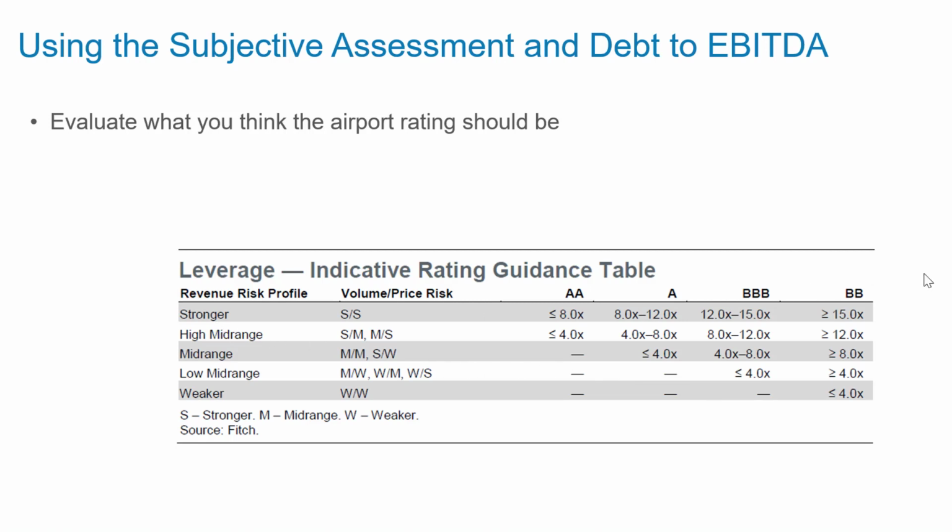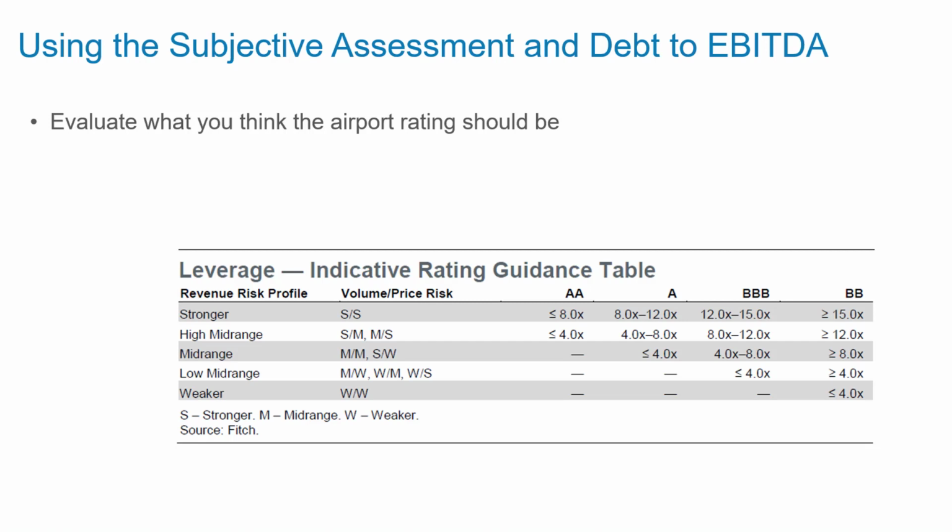if this is a really strong airport, it says that we can be a double A company by having a debt to EBITDA of 8 times. That seems to be long. And if it's a mid-range 4 times, and they give you this kind of criteria, now I gotta stop, because what I just said was one of the stupidest things ever.